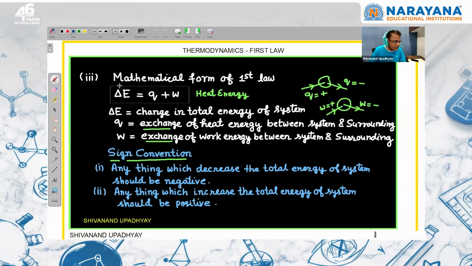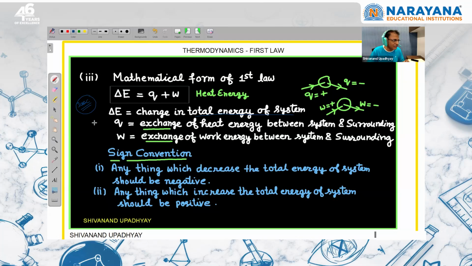So in chemistry we use the IUPAC convention. We'll discuss what is the difference between physics and chemistry, and you should not be worried about it, because the final result from physics and chemistry will come out the same, but the conventions are different here. Here delta E is the change in total energy of the system. Q is the exchange of heat energy between system and surrounding, and work done is the exchange of energy between system and surrounding.